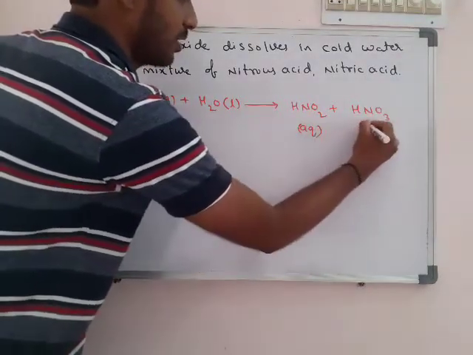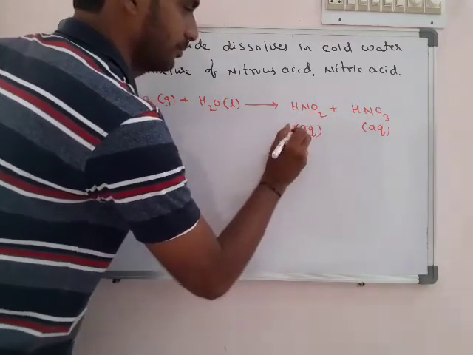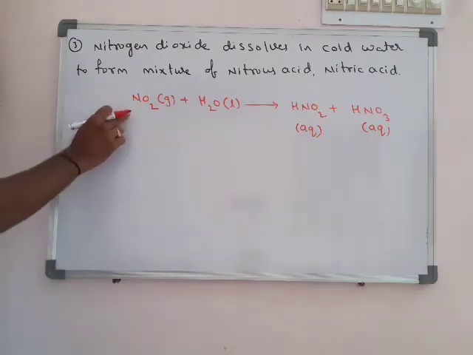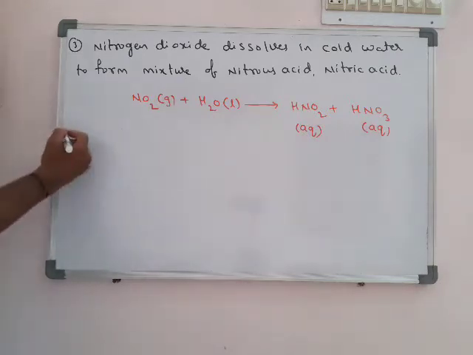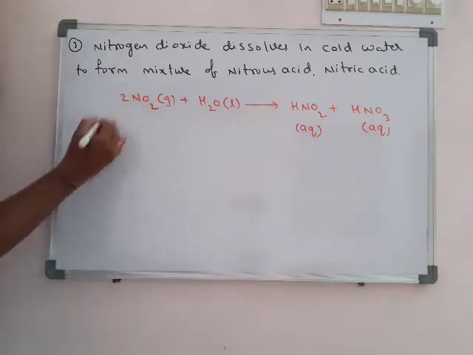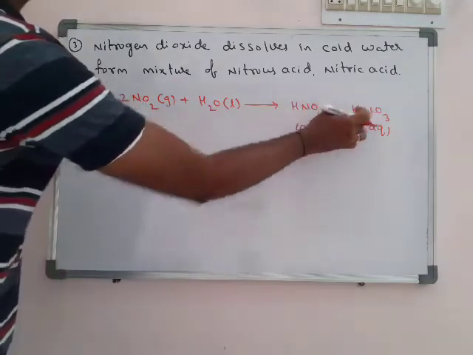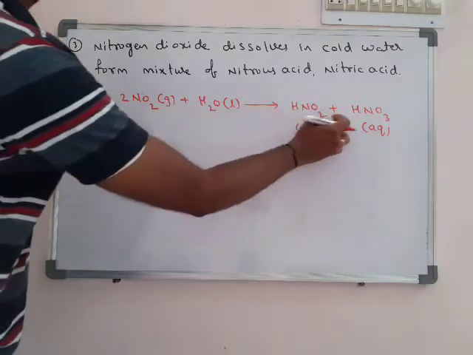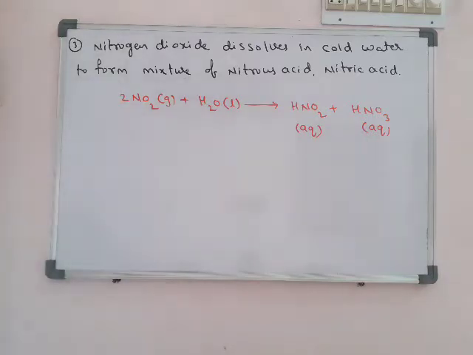This is also aqueous, this is also aqueous. Okay, so balance the equation. One nitrogen, here two nitrogens are present, so try to balance by putting 2. So now compare. Here two nitrogens, 5 oxygens, 2 hydrogens, 2 hydrogens. Okay, there are two more reactions.